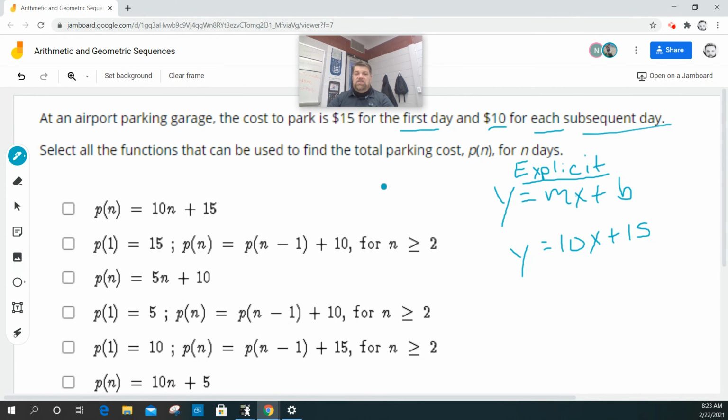Well, since we're talking about sequencing, we're going to want P of n to represent the total number of days. So the first day, n equals 1. So I've got to adjust this to equal 15 on the first day, right? So how do I adjust that? Let's use the notation they tell us to. They want us to write this as a function, p as a function of n. So the parking as a function of the number of days would be equal to 10 times n plus 5, right?